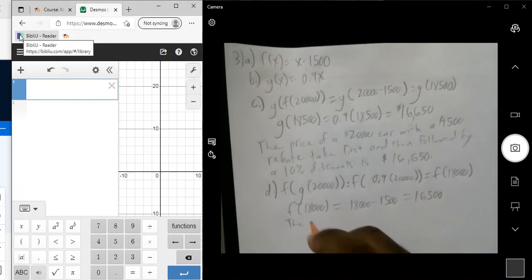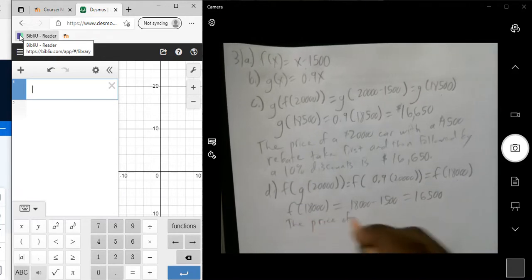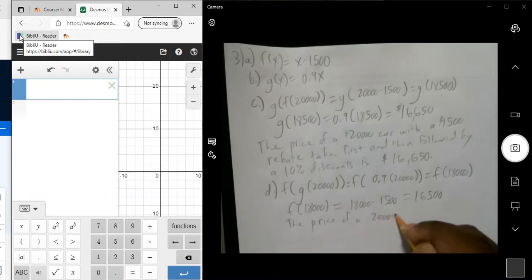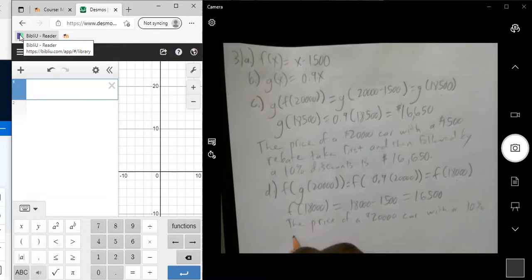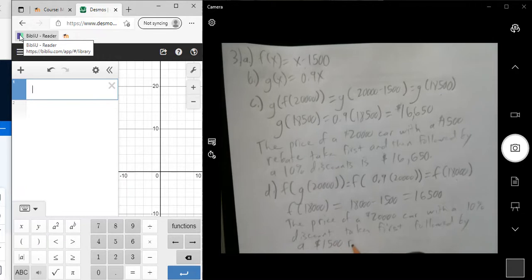So the price of a $20,000 car with a 10% discount taken first, followed by a $1,500 rebate, is $16,500.